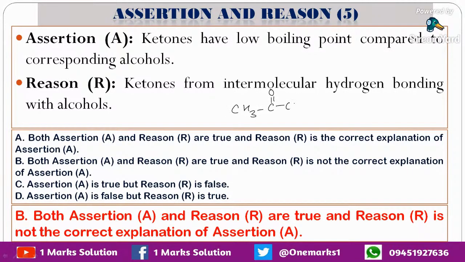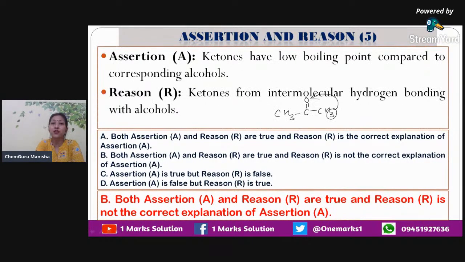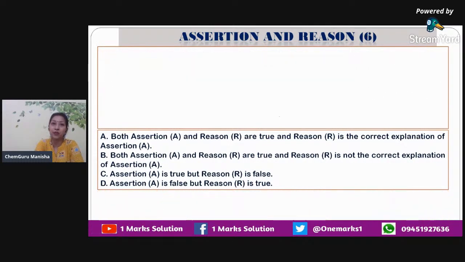In this way we are trying to explain that this H will go here and form the intermolecular hydrogen bonding. So it can do this hydrogen bonding with alcohols. So that is why the assertion is true, reason is true, but they are not explaining each other.